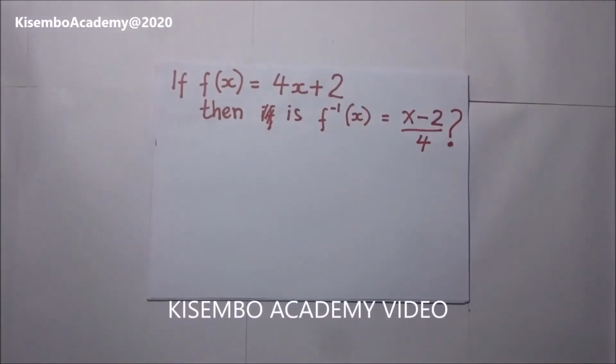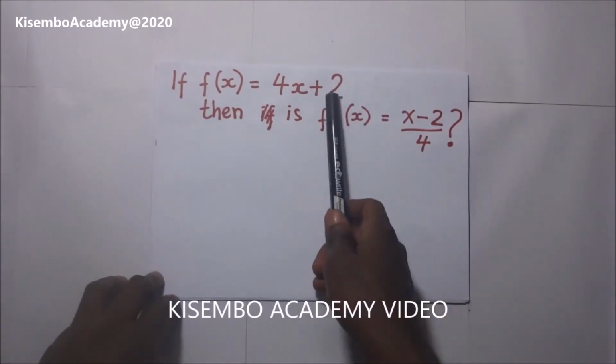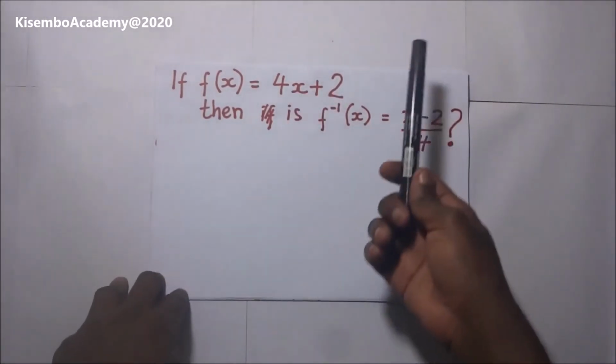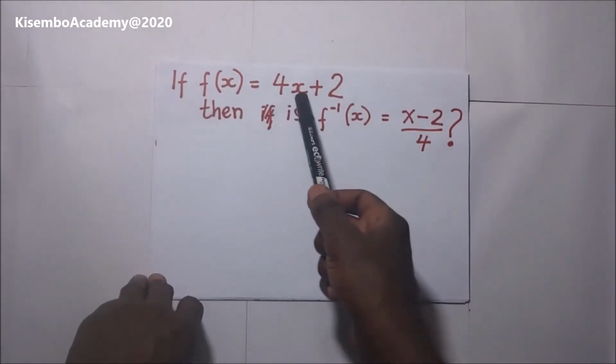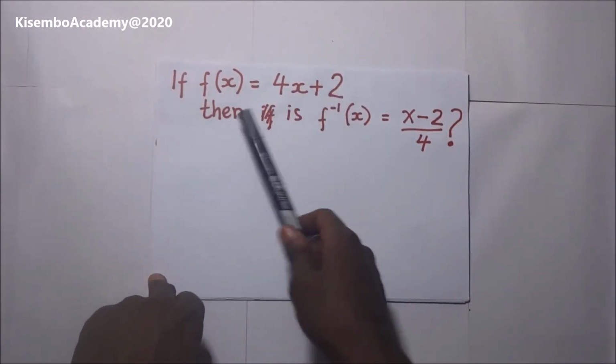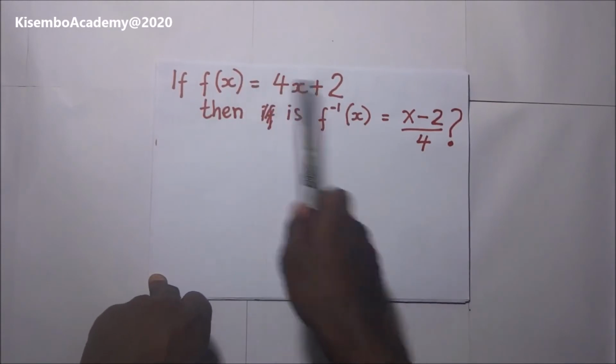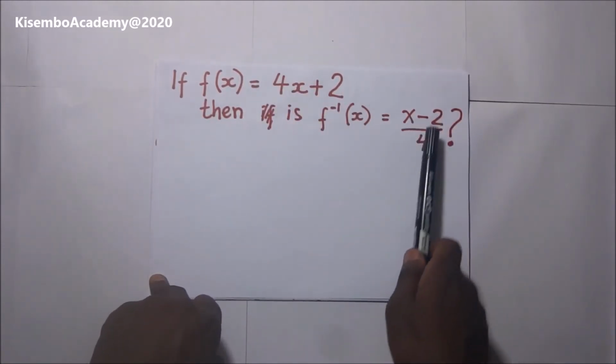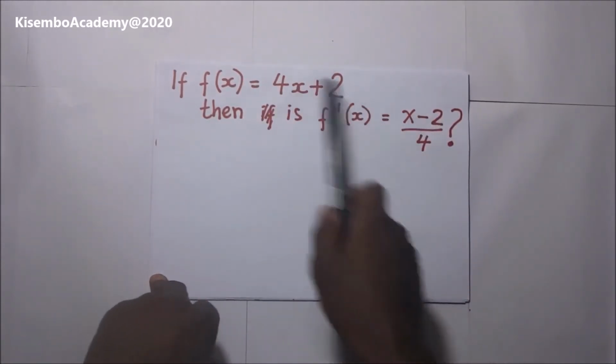To illustrate that further, we have this function here. f of x is equal to 4x plus 2. The question is asking: if f of x is equal to 4x plus 2, is the inverse of this same function given as x minus 2 over 4? We need to prove that this is true.